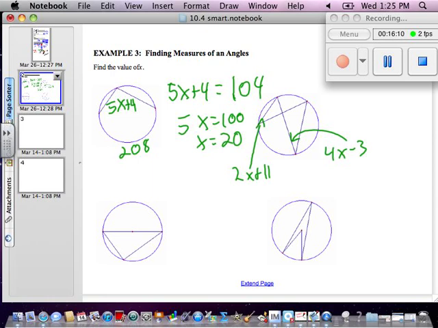I want you to notice something here. Do you see this angle here? That's what we're talking about. And we see this angle here. What do they share in common? Same arc. They are both inscribed angles for the same arc, so they must be equal.